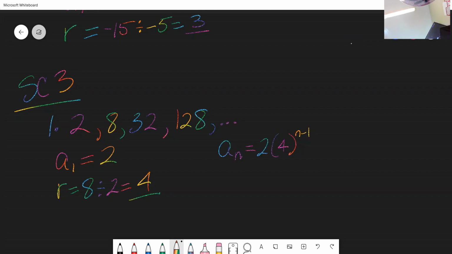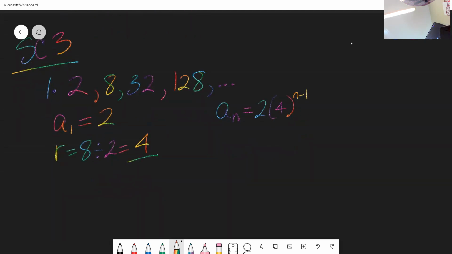Now, why can't you simplify this? Why couldn't you go ahead and do 2 times 4, which is 8, raised to the power of N minus 1? Right, because of order of operations, 8 to an exponent is a whole different number than 2 times 4 raised to an exponent. So let me put another step on this. Tell me the term at position 15.